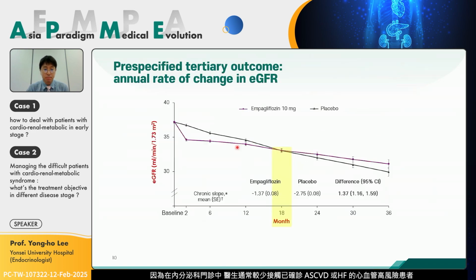things like that. They also calculated a tertiary outcome, the annual rate of change in eGFR. The purple line indicates the empagliflozin-treated population. You can see an initial dip of GFR at less than 1 month, but then the graph turns to a flatter pattern, and compared to placebo, the decline rates are attenuated. At 18 months, the two lines cross over each other. So eventually, empagliflozin-treated patients had a decreased annual rate of eGFR change, which indicates the protective effects of empagliflozin on kidney function.